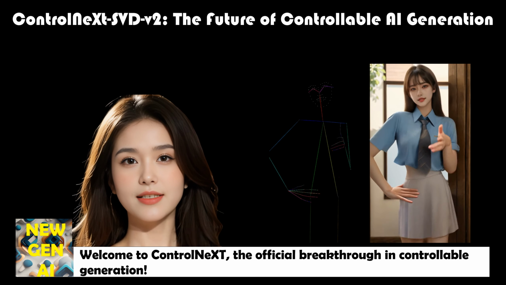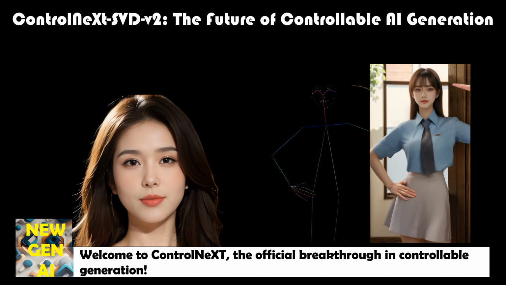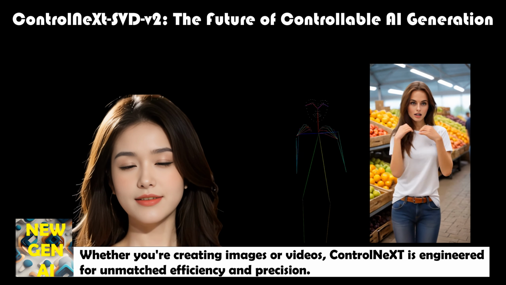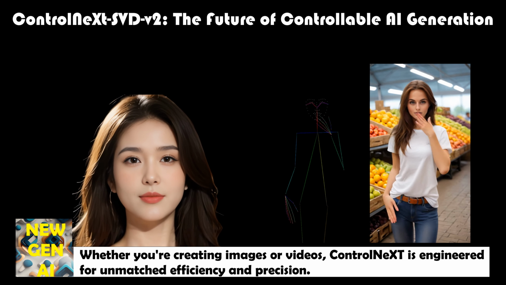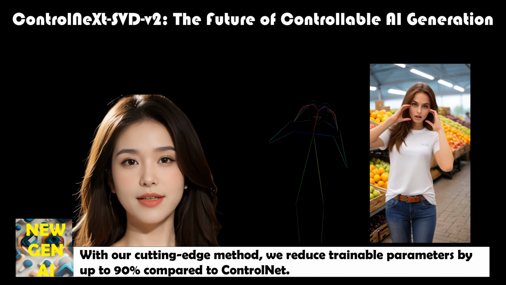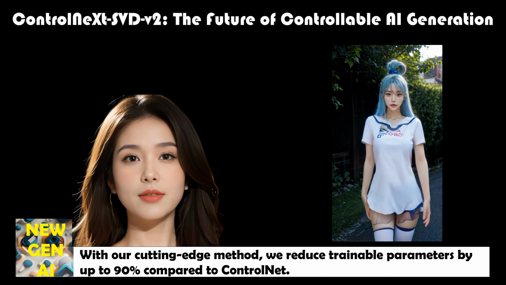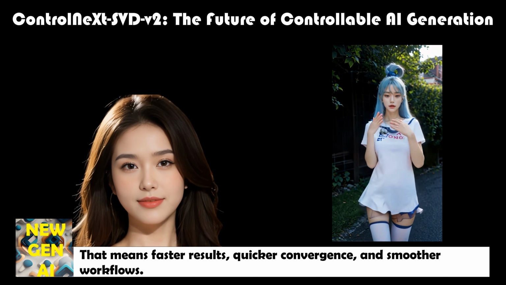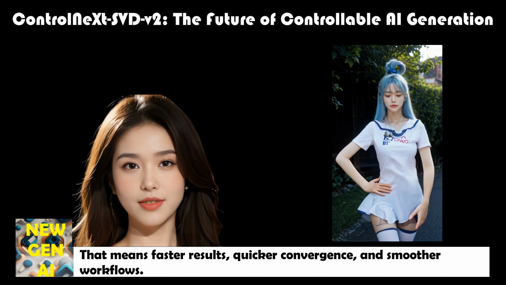Welcome to ControlNeXT, the official breakthrough in controllable generation. Whether you're creating images or videos, ControlNeXT is engineered for unmatched efficiency and precision. With our cutting-edge method, we reduce trainable parameters by up to 90%. Compared to ControlNet, that means faster results, quicker convergence, and smoother workflows.